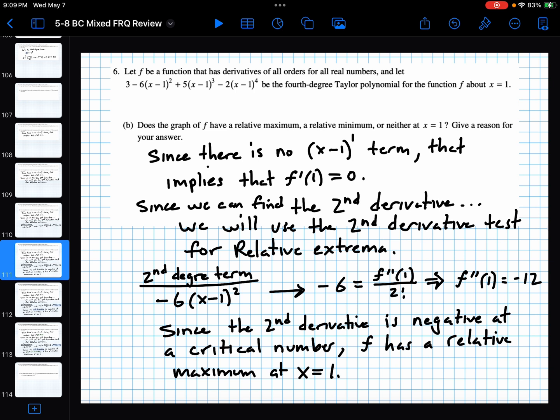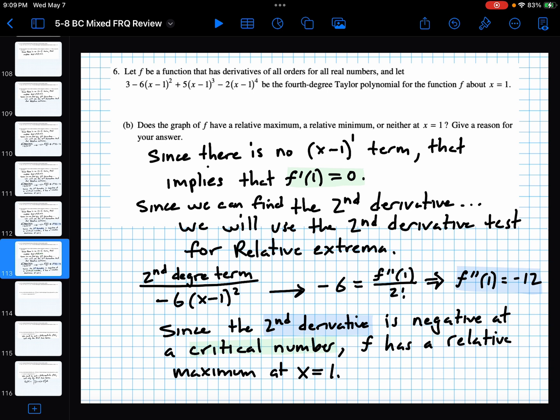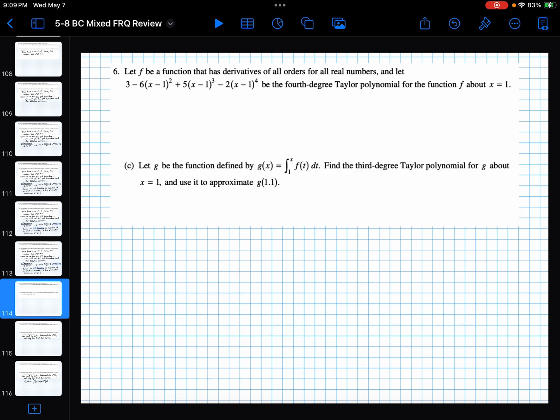Since the second derivative is negative at a critical number, again, let's kind of highlight that out. Second derivative is that f double prime of 1 there. That's negative at a critical number. The critical number came from the fact that f prime of 1 was equal to 0. f has a relative maximum at x equals 1. You can say by the second derivative test if you want to, but this is more than enough to get you credit for that. All right, on to part C.